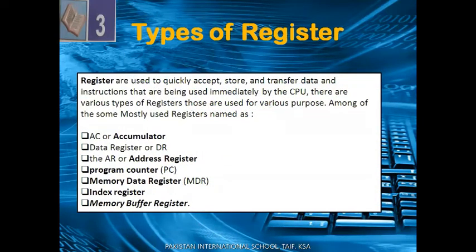Registers are used to quickly accept, store, and transfer data and instructions that are being used immediately by the CPU. There are various types of registers used for various purposes. Among them, some mostly used registers are the accumulator register, AC, data register or DR, the address register, AR, program counter, PC, memory data register, MDR, index register, IR, and memory buffer register, MBR. So these are the different types of registers which we have for different purposes.